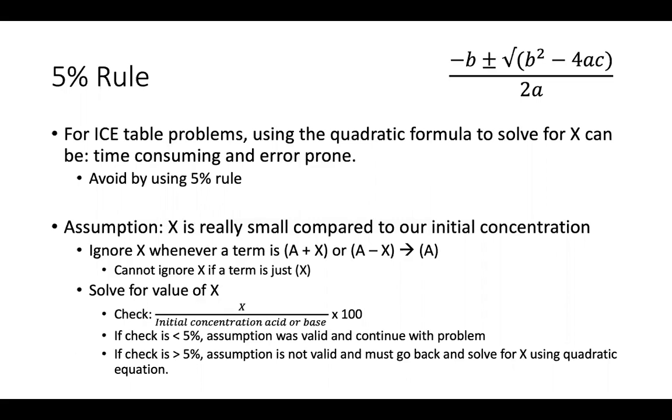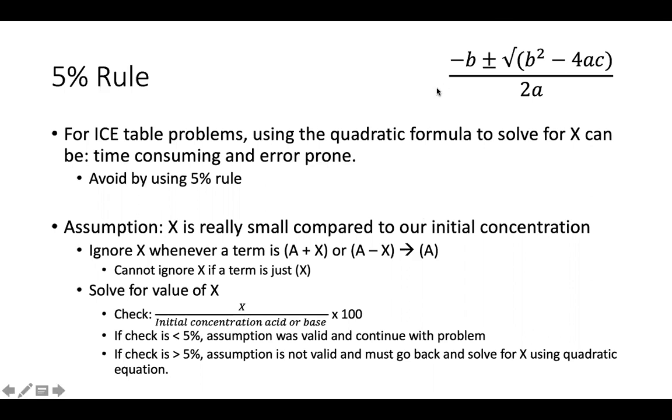What this causes you to have to do is write out your ice table with your change in terms of X, and then you'll get equilibrium concentrations of reactants and products in terms of X. Okay, and what you need to do from there is use the quadratic formula to solve for the value of X.